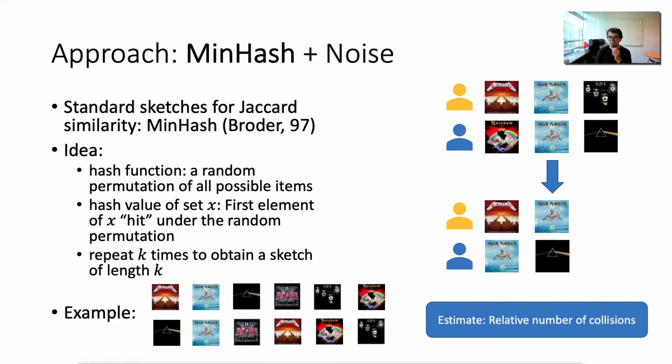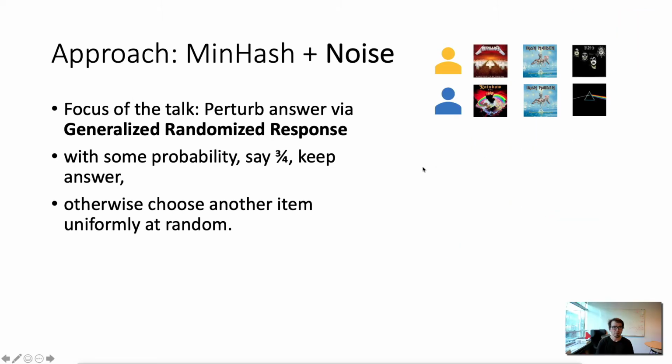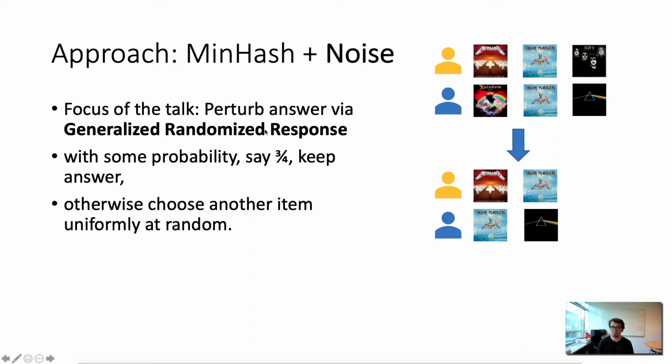Now we have to make them differentially private. Because if they were to send out these sketches, they would actually tell that, well, I do listen to Metallica and I did listen to Iron Maiden. And that's not what we want. We want some kind of privacy. The focus of this talk is that we perturb the answer vectors via something called generalized randomized response. Here we do it again with the example.